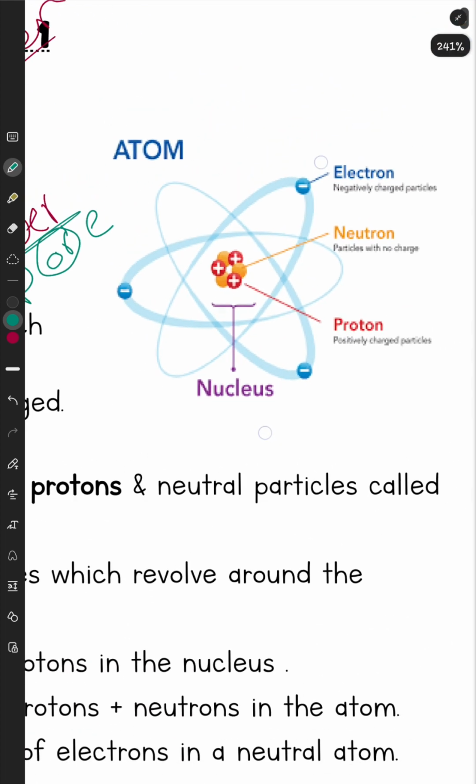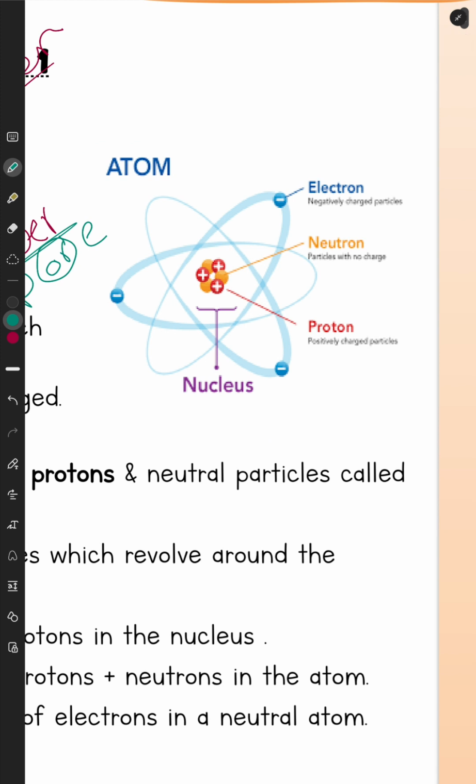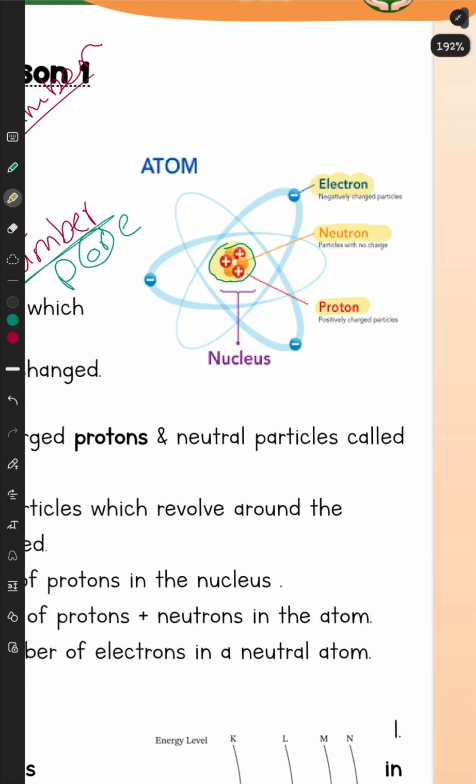Okay, let's take a small and bigger look at the atom. The atom consists of a nucleus. Inside the nucleus we have neutrons, and also inside the nucleus we have protons. So the nucleus contains neutrons and protons. Outside the nucleus we have some electrons. These electrons orbit around the nucleus. So these are the parts of the atom: protons, neutrons, electrons.